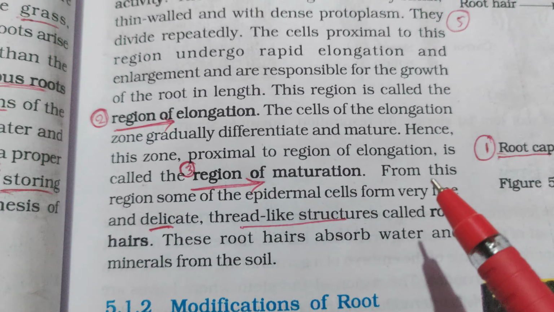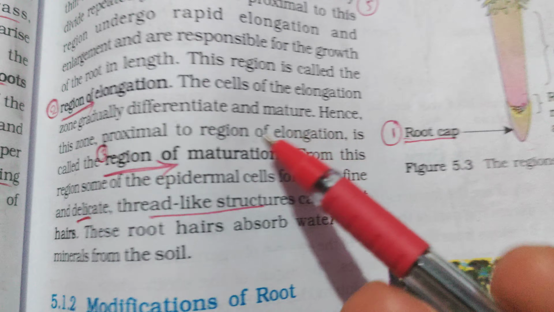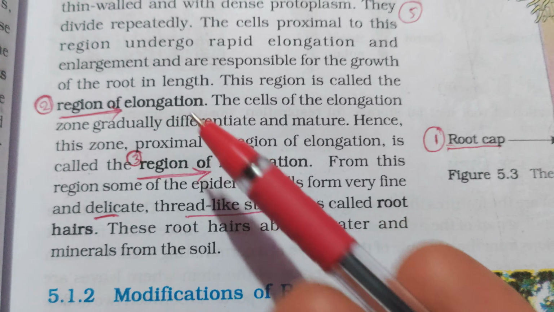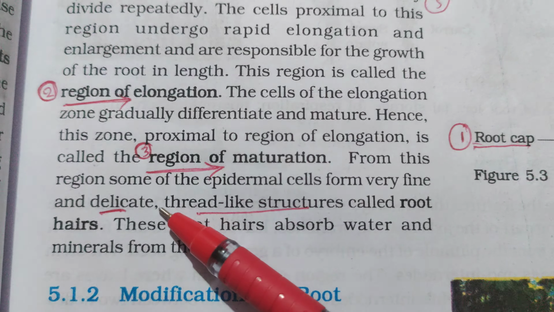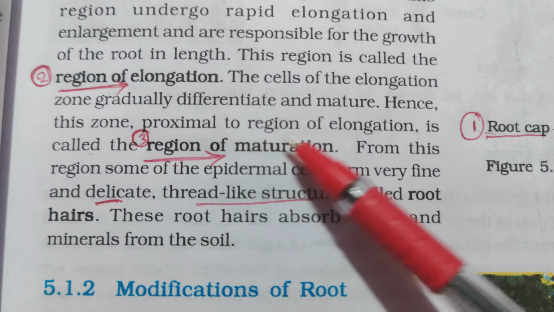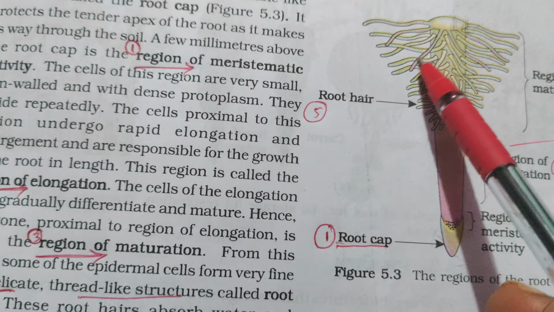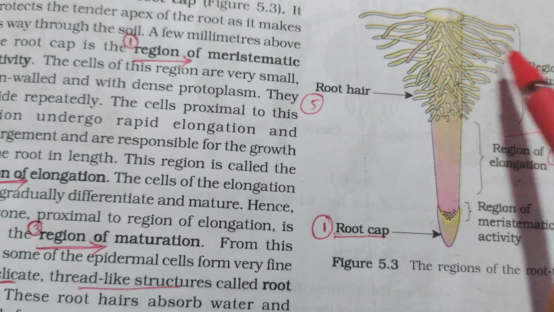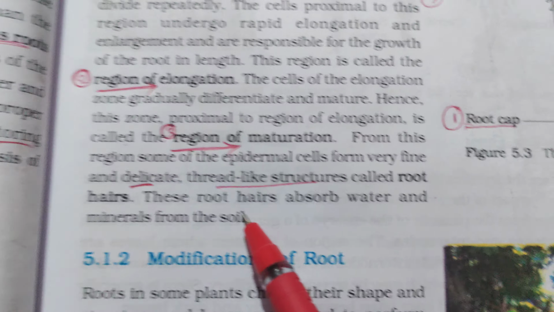Here it is a very important region in the plant root, because the region of maturation is elongated and originated from the region of elongation part. The region of maturation has very fine and delicate thread-like structures called root hairs. The thread-like structures which originate at this region are called root hairs. These root hairs absorb the water and minerals from the soil.